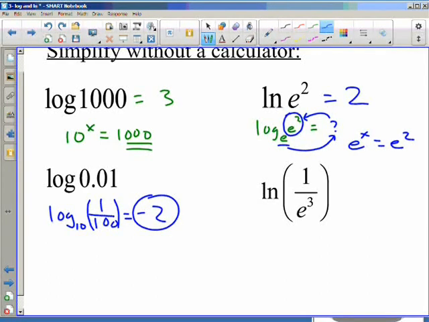And likewise with ln, this is going to be a fraction, so take a guess at what you think this would be. You can hit pause and then see if you get it right. And the answer is negative 3.